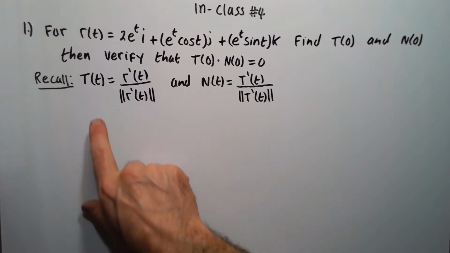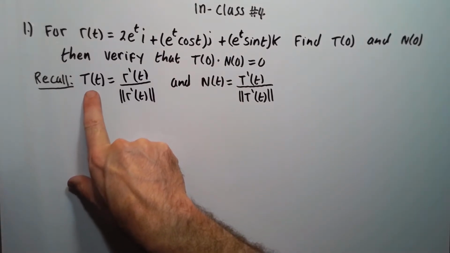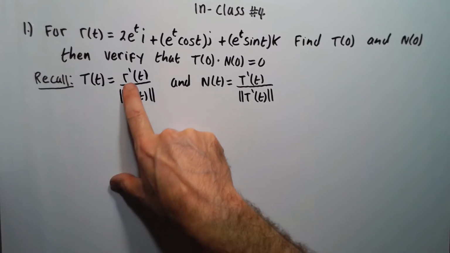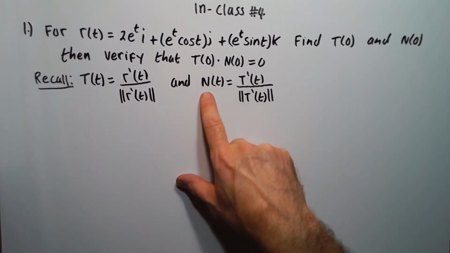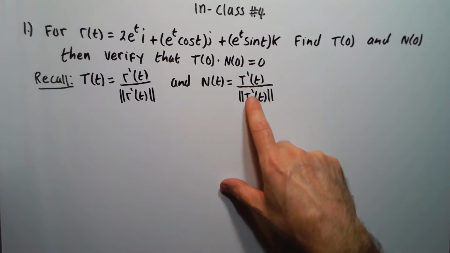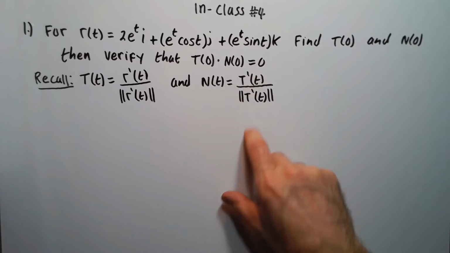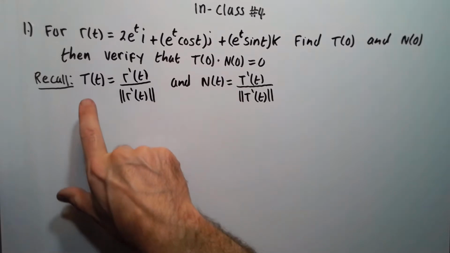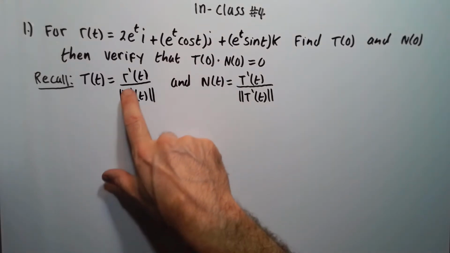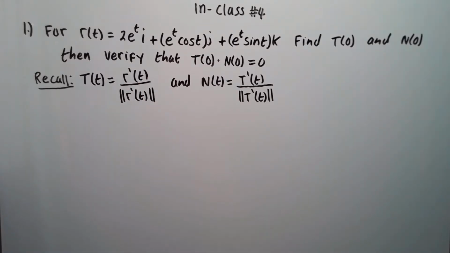So recall, capital T, or another way of saying that, the unit tangent vector, is equal to r prime over magnitude of r prime, and the principal unit normal vector, which I just refer to as capital N, it's easier to say, is capital T prime over magnitude of capital T prime. Okay, so let's start finding these things now. Let's find our capital T first. So let's first find r prime.